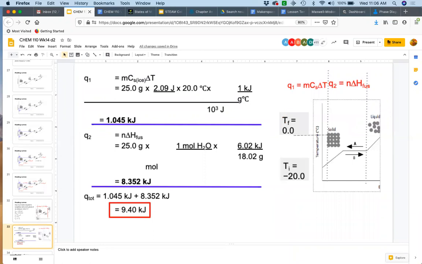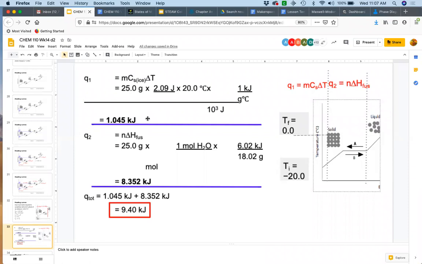So there's a lot going on here. We have our Q1, which is our mass times the specific heat of the ice and our change in temperature. So I have 25 grams, which was the information given in the problem. I have the specific heat of my ice and my temperature change. I'm going to multiply those together. Remember, converting between joules and 10 to the third joules is useful because I want to be able to tell the difference between kilojoules and joules. So when I do that calculation, I should end up with 1.045 kilojoules.